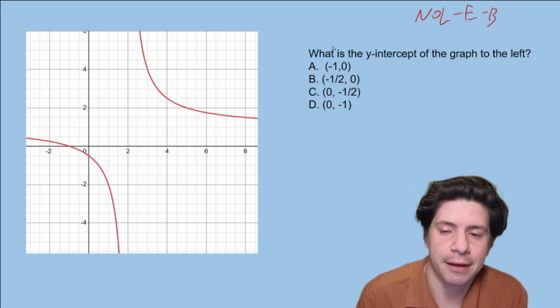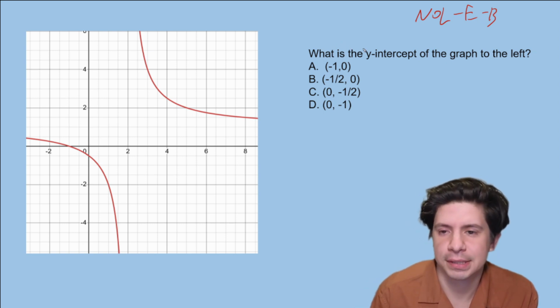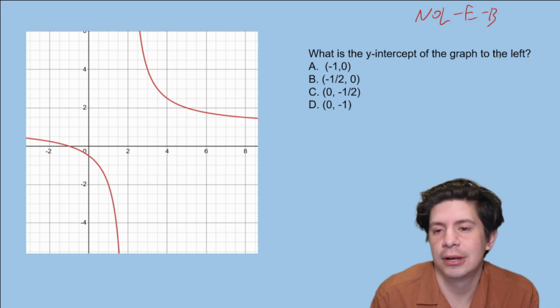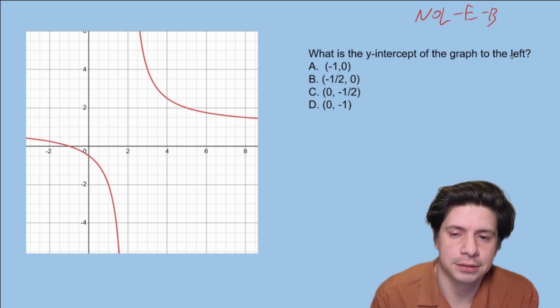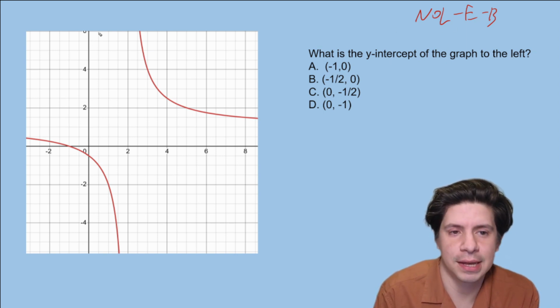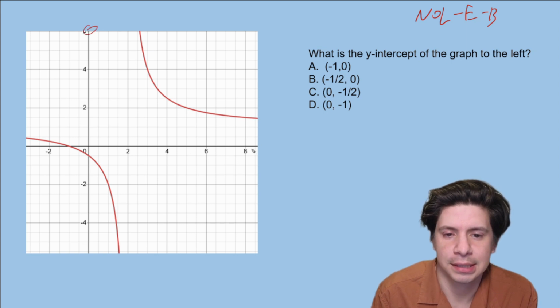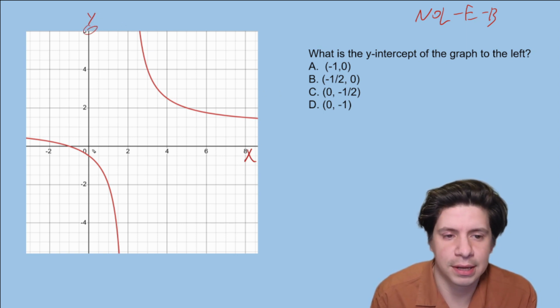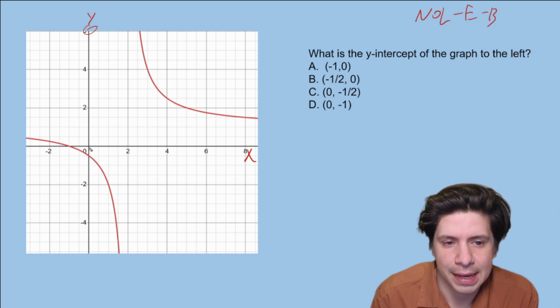And that is about identifying the y-intercept from a graph that is nonlinear, right? So NOL stands for nonlinear. So what is the y-intercept of the graph to the left? So remember, y-intercept is when you cross the y-axis. This is the y-axis. This is the x-axis. So it only crosses the y-axis once at this value here. And it looks like -1.